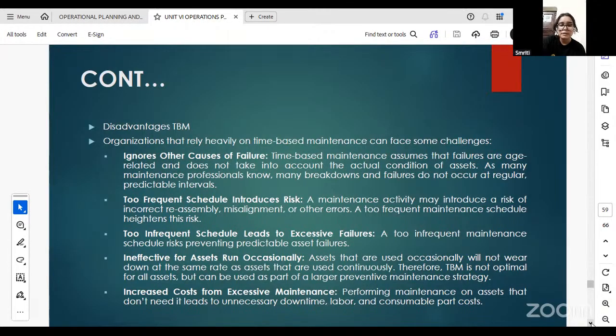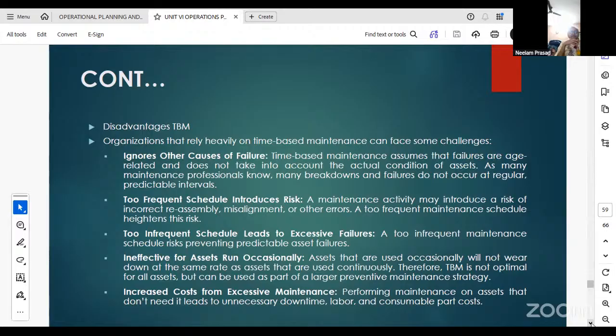Ineffective for assets run occasionally. Assets that are used occasionally will not wear down at the same rate as assets that are used continuously. Therefore, TBM is not optimal for all assets, but can be used as part of a larger preventive maintenance strategy. Increased cost from excessive maintenance. Performing maintenance on assets that don't need it leads to unnecessary downtime, labor, and consumable part costs.